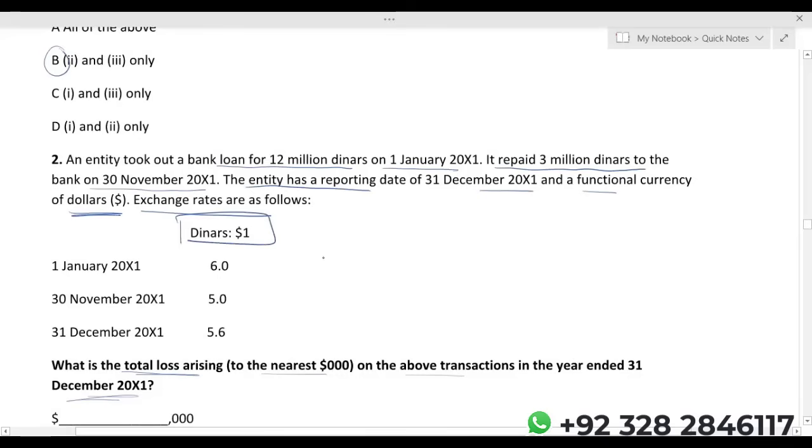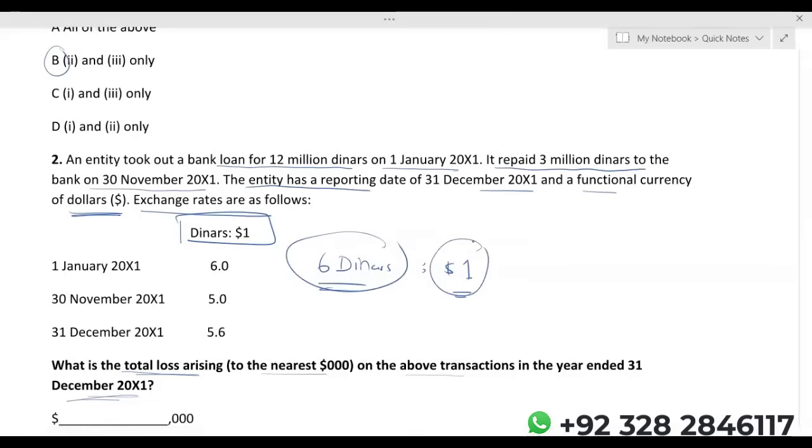It is actually 6 dinars to $1. It means that the dinar is a weaker currency as compared to the dollar. Number one, this is what you need to know. Why is the dinar weaker as compared to the dollar? You can see the ratio. 6 dinars are equal to $1. So obviously, more dinars are equal to $1. So the dinar is a weaker currency, the dollar is a stronger currency, number one.